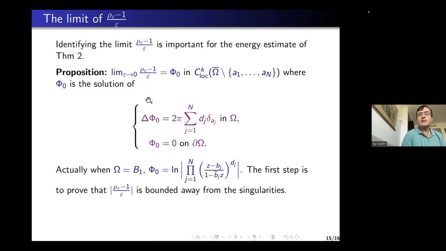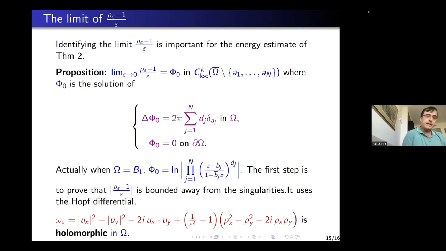And in order to prove it, the first step is to show that rho epsilon minus one over epsilon is bounded away from the singularities, because we really have to start by understanding the rate of convergence of rho epsilon to one. It turns out that rho epsilon minus one behaves as big O of epsilon away from the singularities. And the technical important tool we use is the Hopf differential for this problem, which takes this form, and it's holomorphic. So again, holomorphic maps play a role in our analysis.